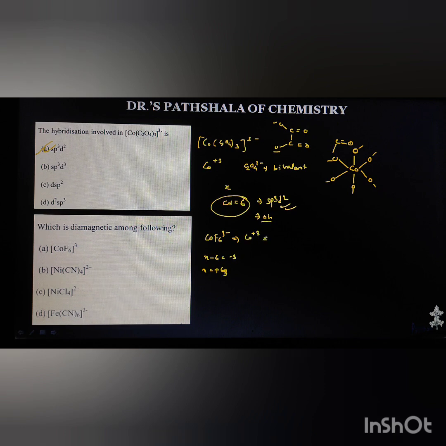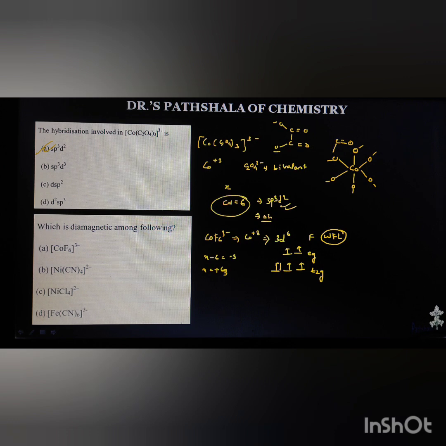Cobalt 3 has 3d6 configuration. F behaves in this case as a weak field ligand, WFL. So filling of electrons takes place in the octahedral complex, t2g and eg. Six electrons are filled like this: 1, 2, 3, 4, 5, and 6, because F is a weak field ligand. So the number of unpaired electrons n is equal to 4, and it is paramagnetic. It is not a diamagnetic complex.